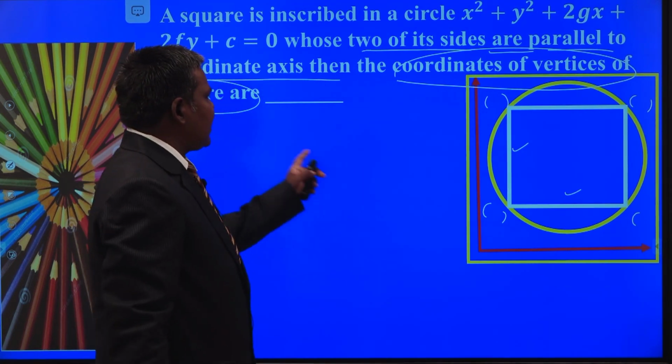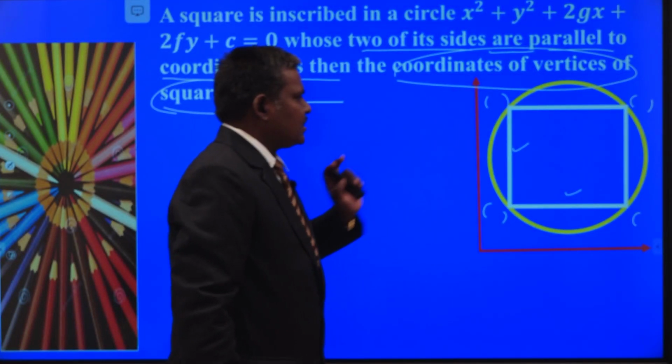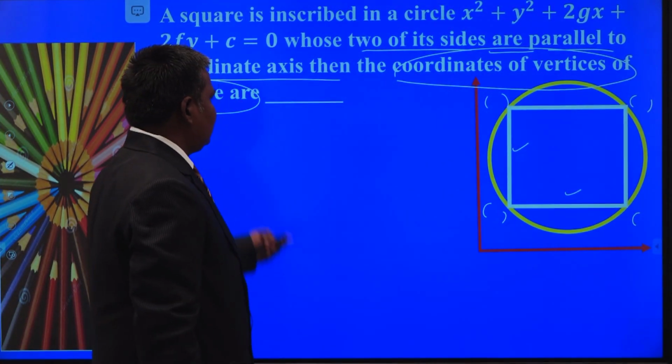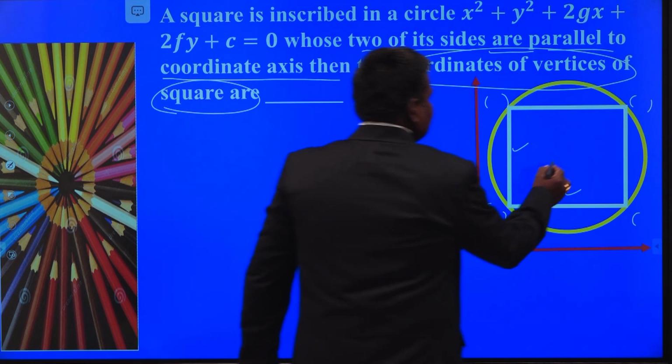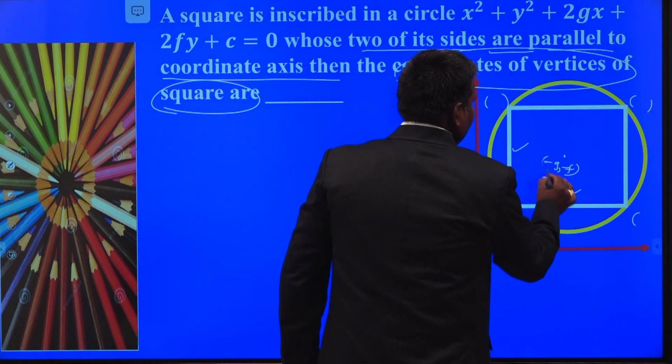With the help of this diagram, we are in a position to find out the coordinates of the vertices of the square. How to do this one? In the same manner, this is the center of the circle. What is the center of the circle? Minus g comma minus f.